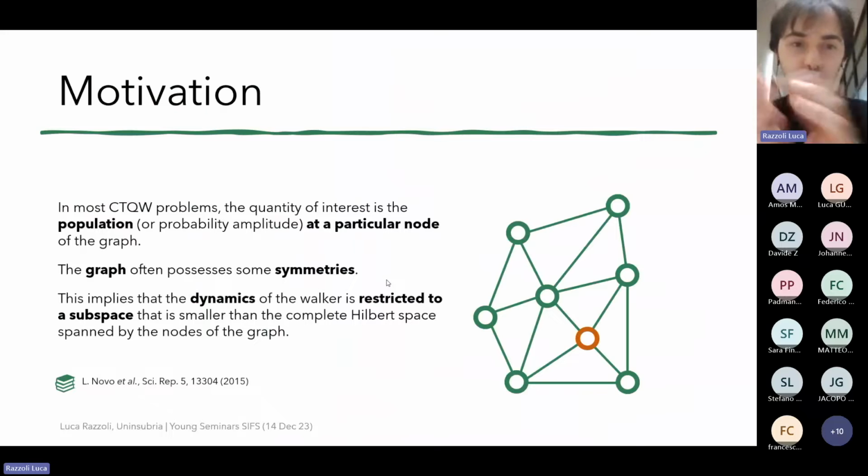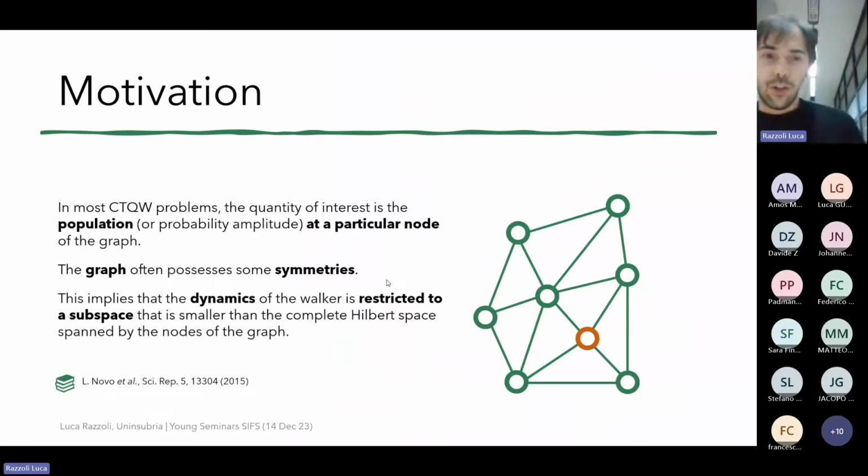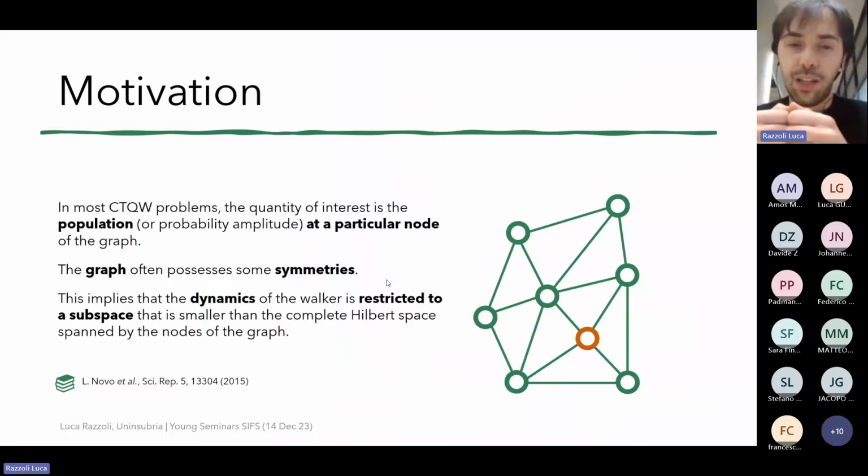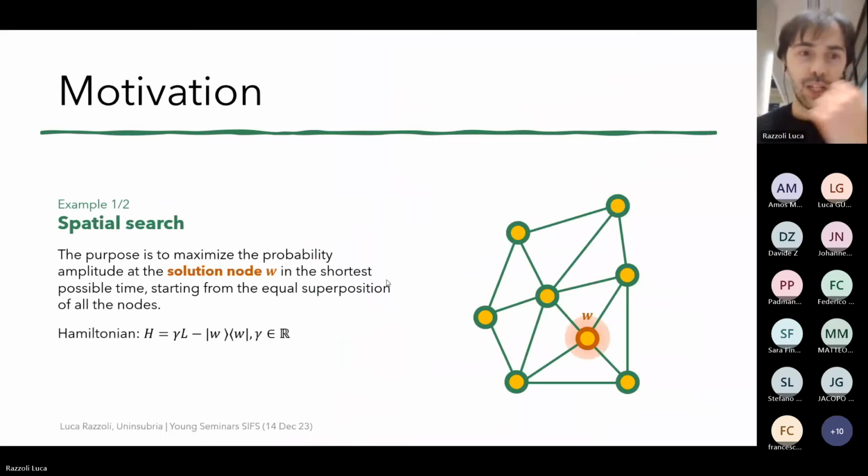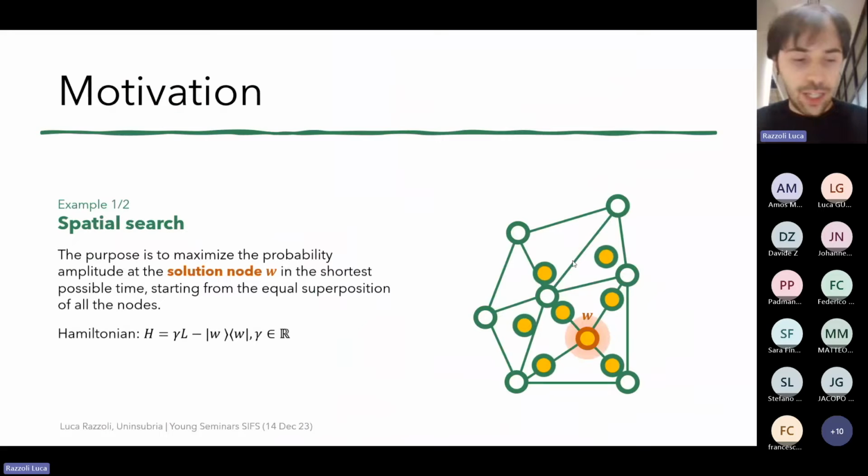In most of these problems, we are not interested in reconstructing the whole probability distribution of the walker, but we are interested in the population in a specific node of the graph. The graph often has some symmetries, so this implies that the dynamics of the walker that we need is restricted to a subspace which is smaller than the full Hilbert space that is spanned by the nodes of the graph. As an example, in a spatial search algorithm, we start from the equal superposition of all the vertices, and we are interested in maximizing the probability at the solution node.